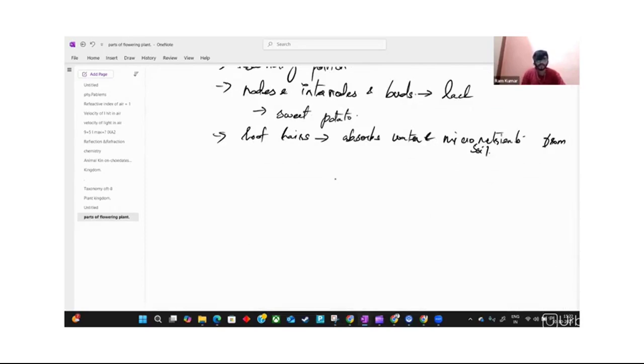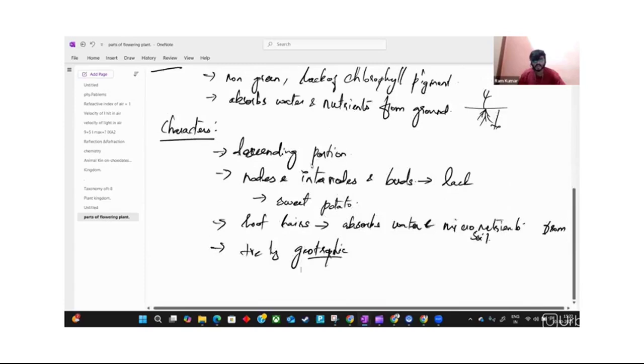The root is positively geotropic. That's why it is a descending portion of the flowering plant. It is positively geotropic and negatively phototropic.